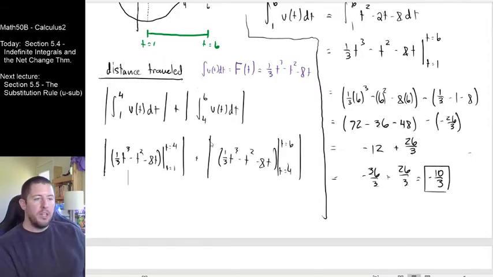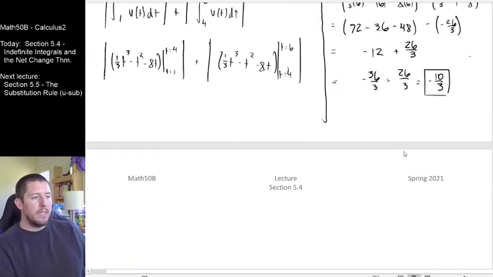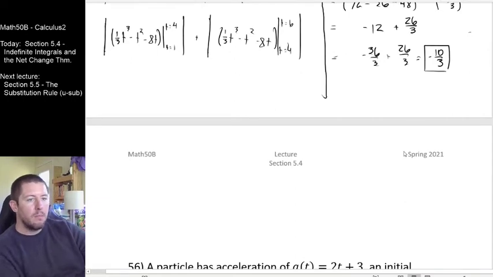So let's go ahead and do our evaluation and find our distance traveled. I'll draw one last little picture as well to make sure that we see exactly what happened here, and then we'll move on to our last problem.